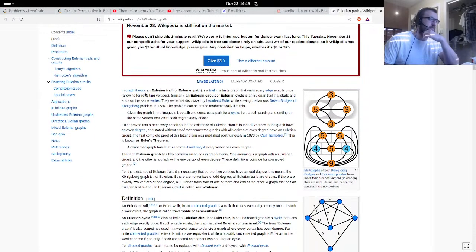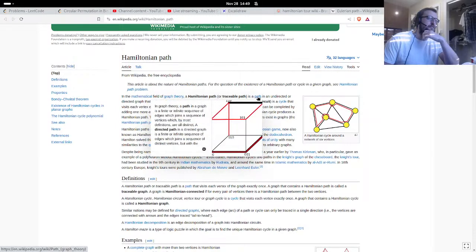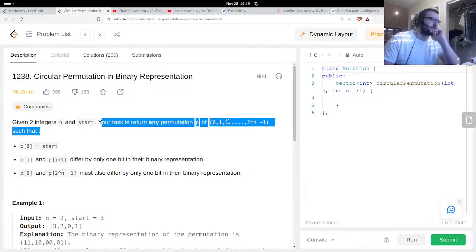Eulerian path in graph theory, an Eulerian trail or Eulerian path is a trail in a finite graph that visits every edge exactly once, allowing for revisiting vertices. Okay, so every edge exactly once, a little bit different than Hamiltonian, which visits every vertex exactly once, right? Starts and ends at adjacent vertices can be completed by adding one more edge to form a Hamiltonian cycle. So we're looking for a Hamiltonian path, right? That's what's being asked for.